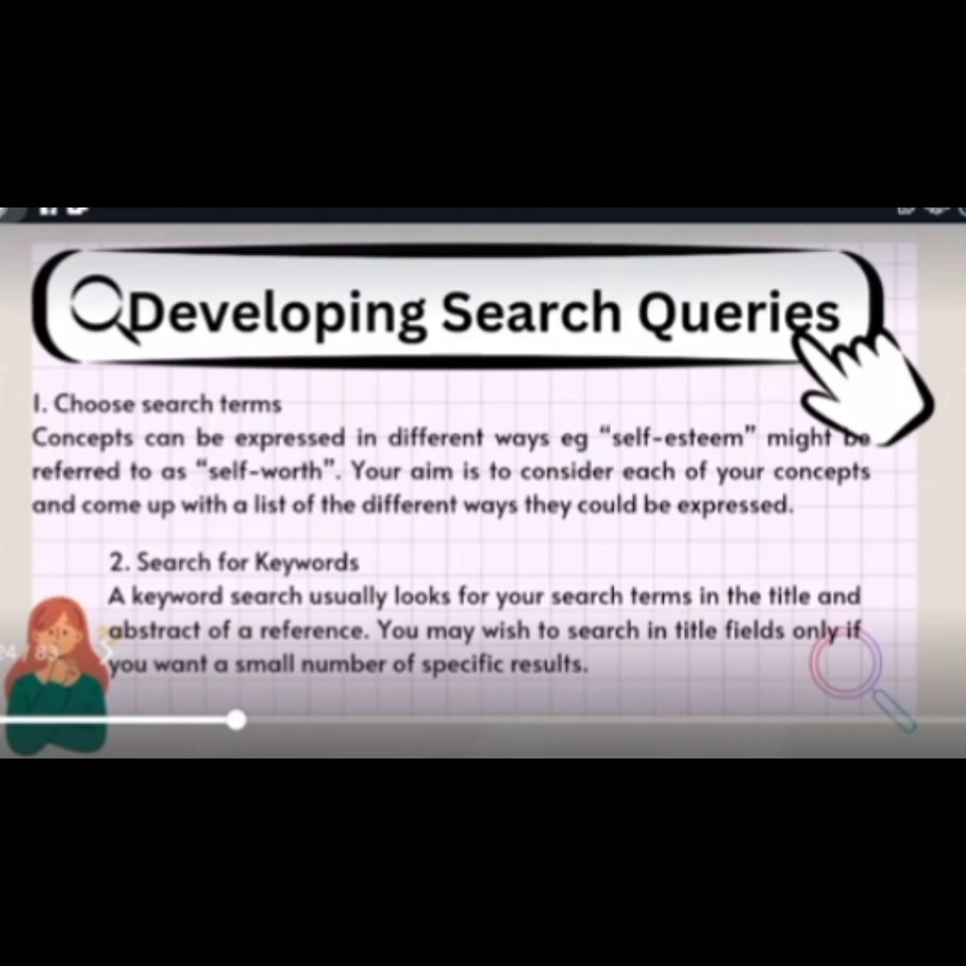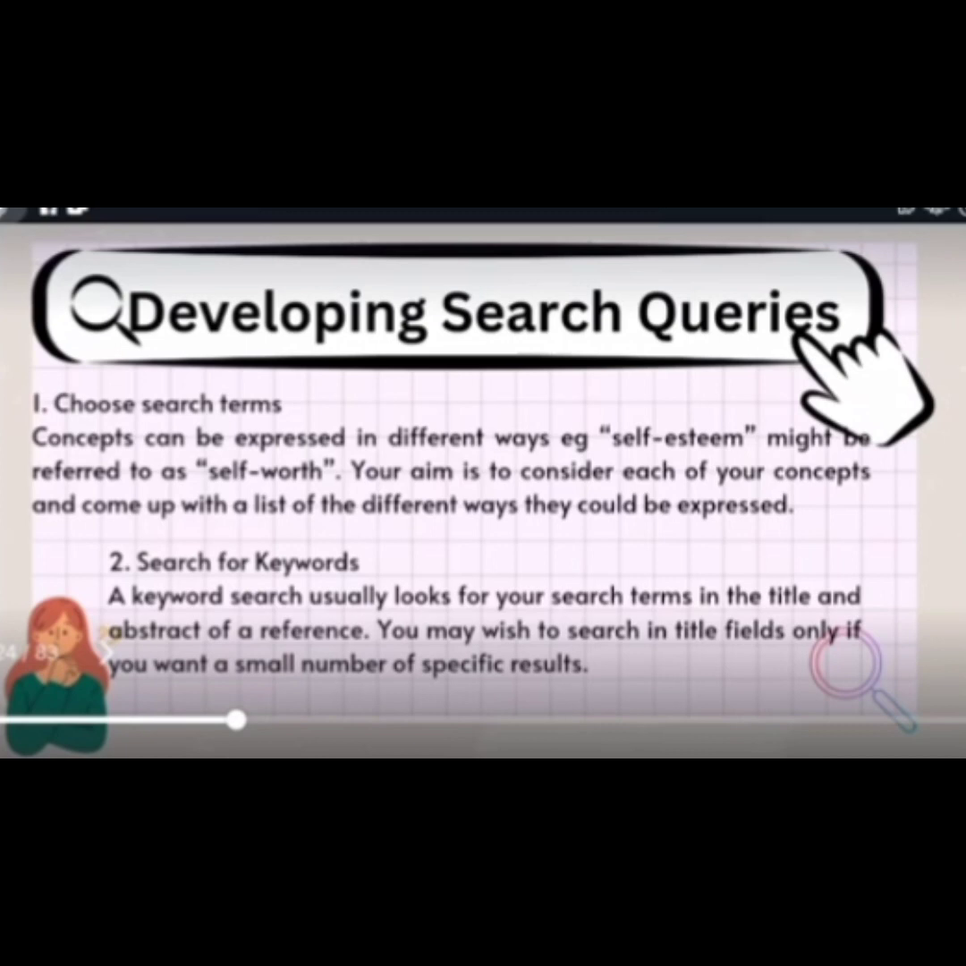Second, you search for keywords. A keyword search usually looks for research terms in the title and abstract of a reference. You may wish to search in the title fields only if you want a small number of specific results. So if you want specific results, you can add one keyword for that.